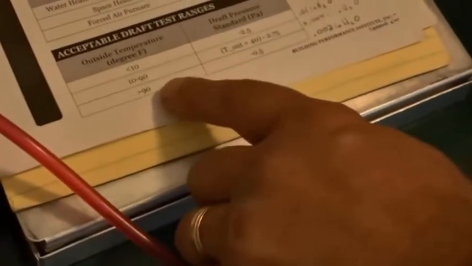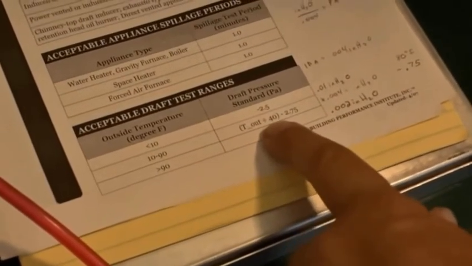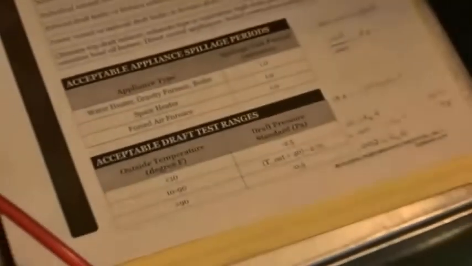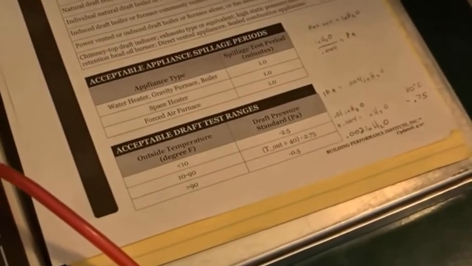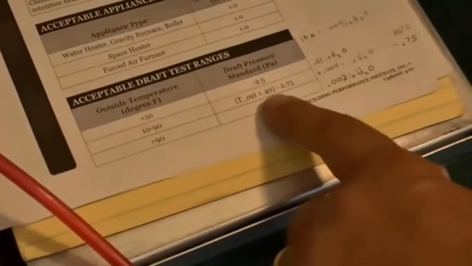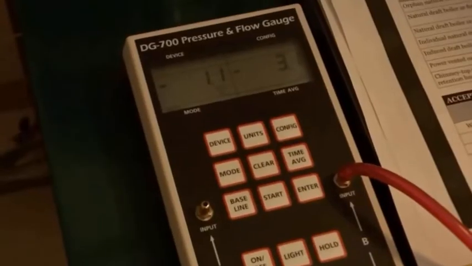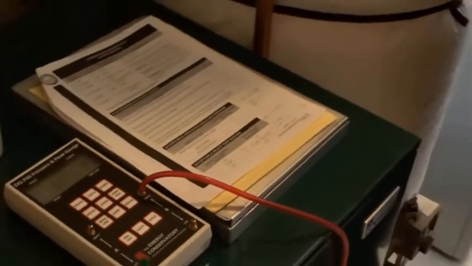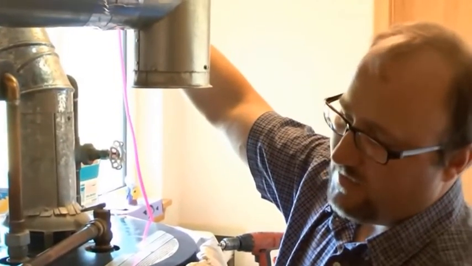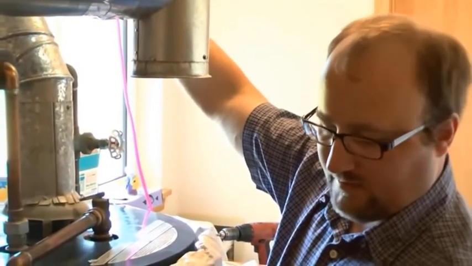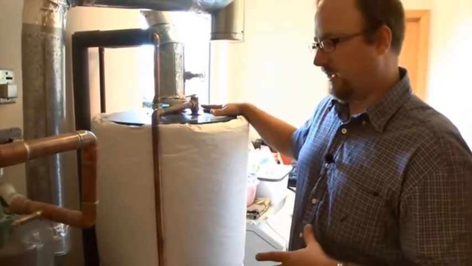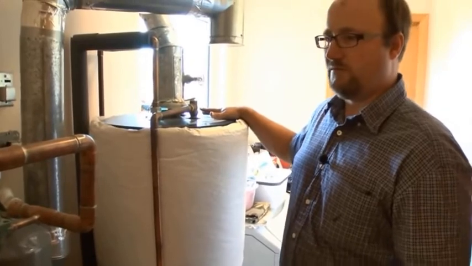If we look at our chart here, we're at 80 degrees. So we use this formula right here. This is BPI's formula. At 80 degrees, we need to have at least -0.75 pascals. We have -3.3 pascals. So we do have sufficient draft on this appliance right now. We want to let this appliance run for a while, get it to steady state. We've established draft with one appliance running. Now we're going to run the second appliance and make sure we have draft with both of them running.